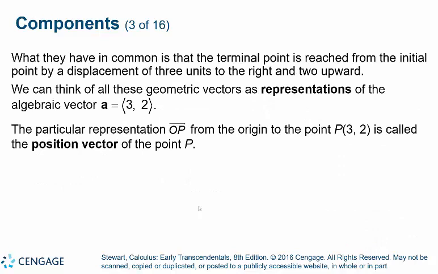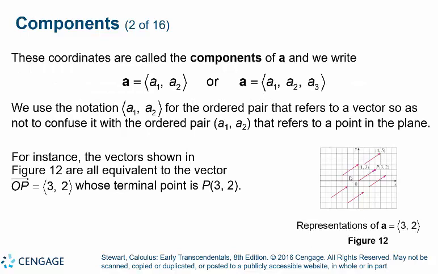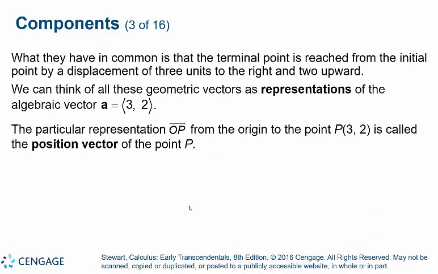What all those vectors have in common is that the terminal point is reached from the initial point by a displacement of 3 units to the right and 2 units upward. Look at all these different vectors. Even though they all have different starting points, they all represent the same vector, because you're going over 3 units and up 2. We can think of all these geometric vectors as representations of the algebraic vector A, which is ⟨3, 2⟩. The particular representation OP from the origin to the point (3, 2) is called the position vector of point P. The position vector starts at the origin.